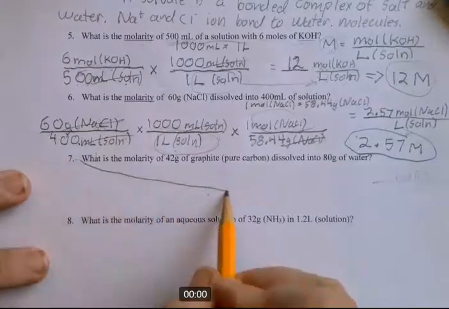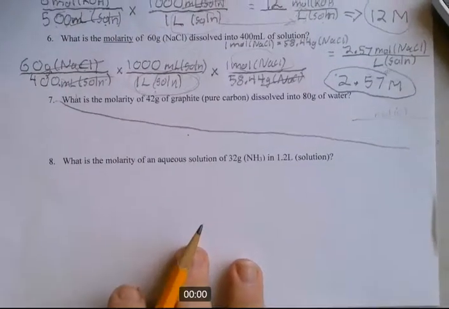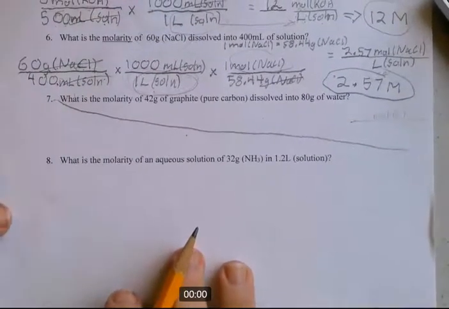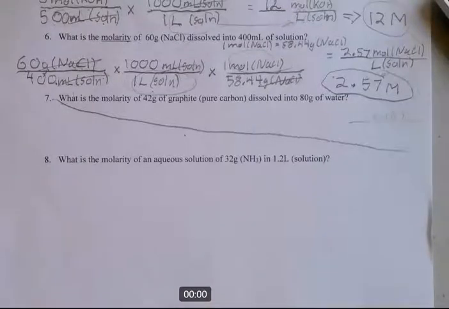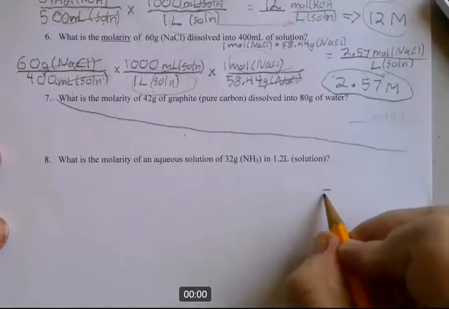I'm going to skip number 7. I won't go into why, we'll just skip that one. Let's move on, we just have one more to do. Okay, what is the molarity of an aqueous solution of 32 grams of NH3, that's ammonia, in 1.2 liters of solution? Okay, so again we're looking for molarity.